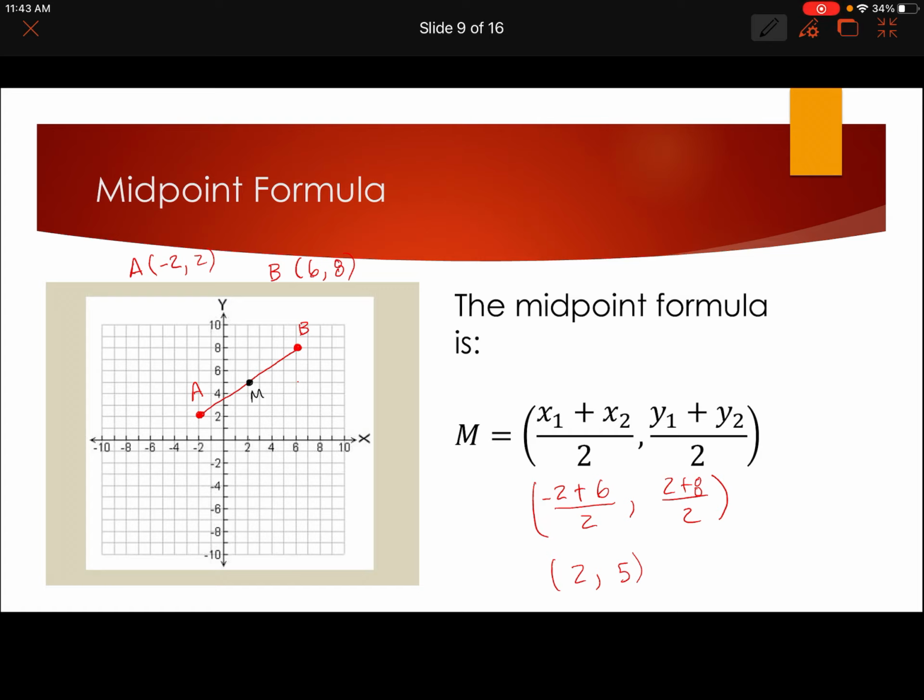So we can see that the distance that we travel horizontally and then up is going to be the same from A to M as it is from M to B. These 2 triangles that we get here and here are equal to each other.